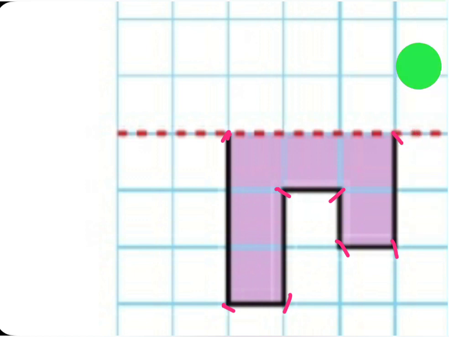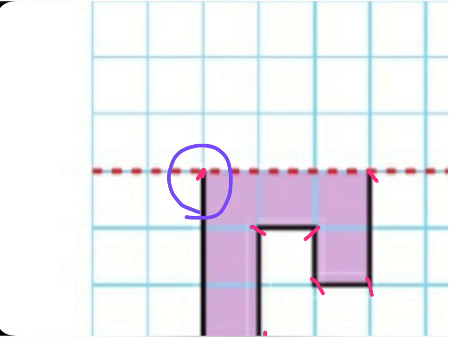Now, the first thing we do, we measure the distance between each point and the mirror line. Now, let's start with this point here. As you can see, this point is exactly on the mirror line. So the distance between the point and the mirror line is 0. So we put the new point or the image point at the same place that this point is. So we put it here. Very good. Same idea for this point. The distance between the point and the mirror line is 0. So we put it here.